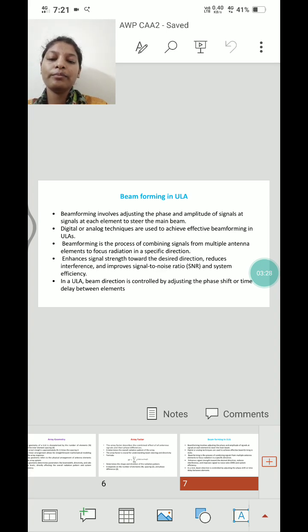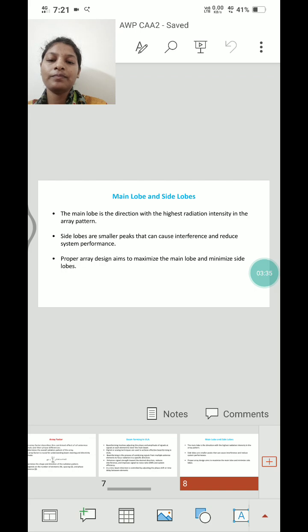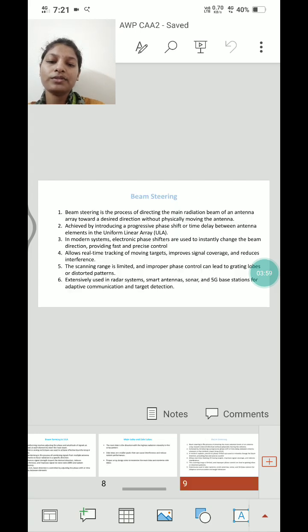In a ULA, beam direction is controlled by adjusting the phase shift or time delay between elements. Main lobe and side lobes. The main lobe is the direction with the highest radiation intensity in the array pattern. Side lobes are smaller peaks that can cause interference and reduce system performance. Proper array design aims to maximize the main lobe and minimize side lobes.